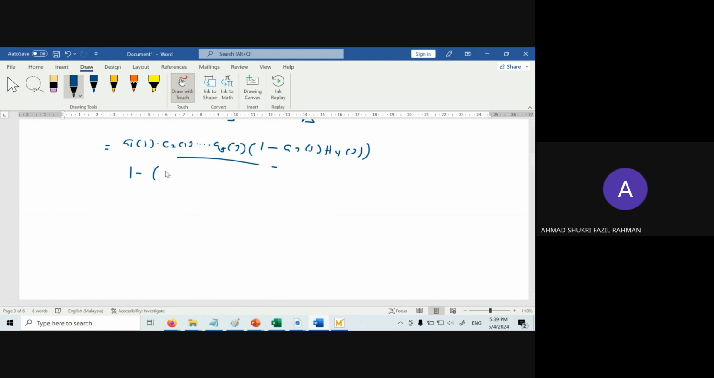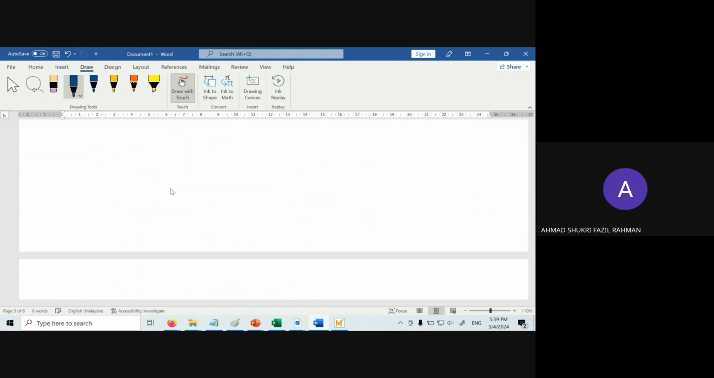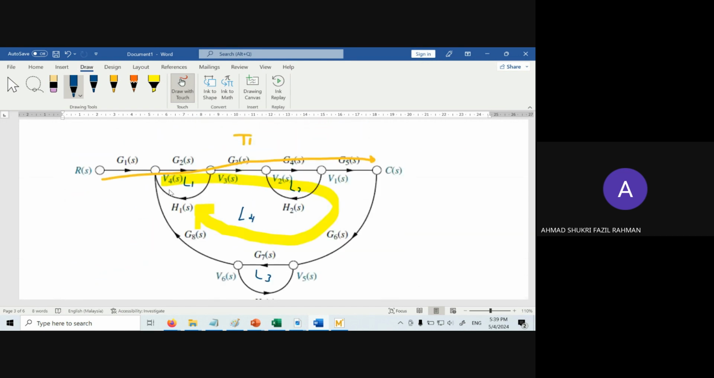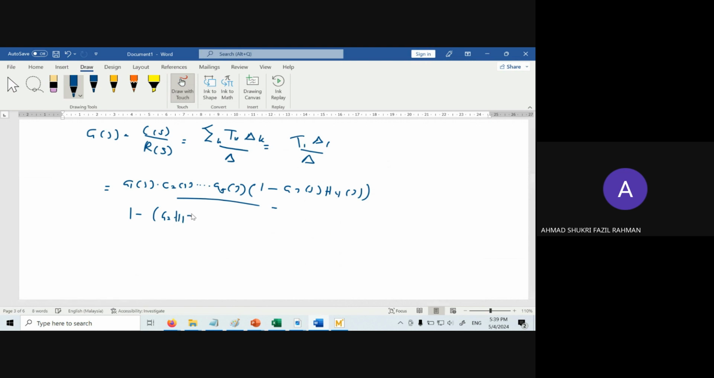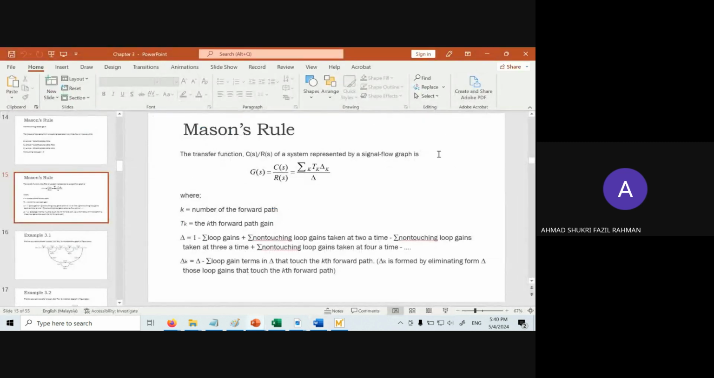and then you go for L1. What is L1? G2H1, and then plus loop 2 and then plus loop 3 and so on up to the final loop, and then plus or minus the 2 non-touching loops, L1 and so on. So this one is very tedious, so you need to copy the whole thing. So that one I will conclude for Mason's rule.